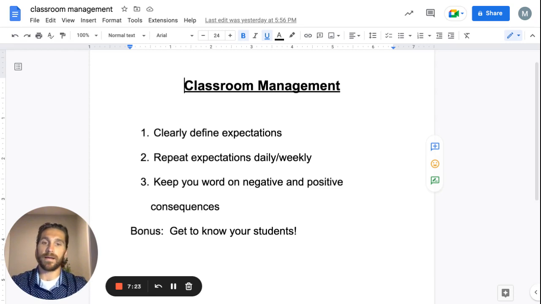But in the same way, there are negative consequences, but there are also positive consequences, right? So my school does good tickets, right? If you see a student doing something positive, you give out a ticket. You tell them, hey, nice job, I saw you doing this.